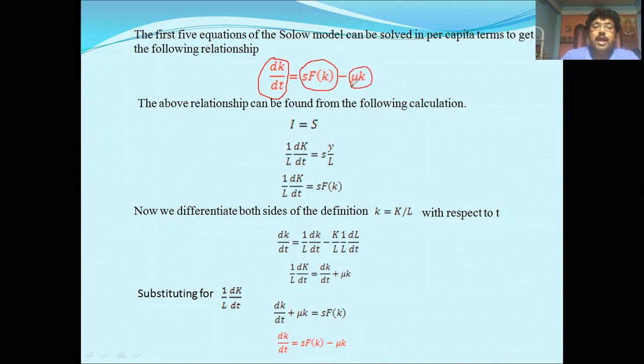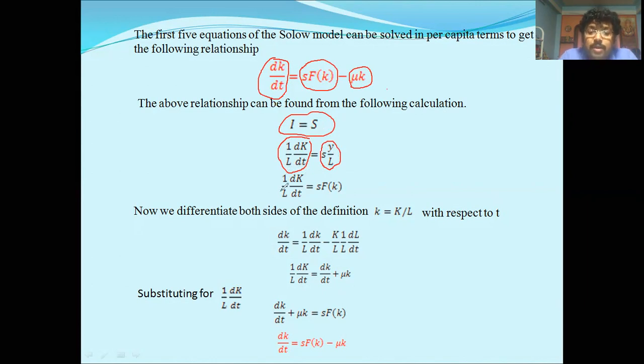Okay, and this relationship can be established in the following way. Look, this is I equal to S. This is the goods market equilibrium condition, I equal to S. Now I equal to 1 by L dK by dt. It has been proved. So I replaced I by this, and S is equal to s multiplied by Y by L. It is also mentioned, so I replace S by s multiplied by the output per head.